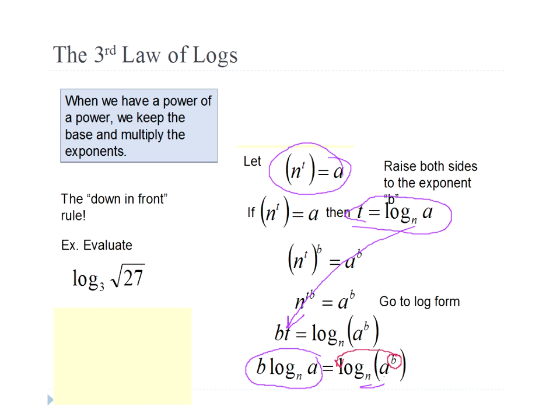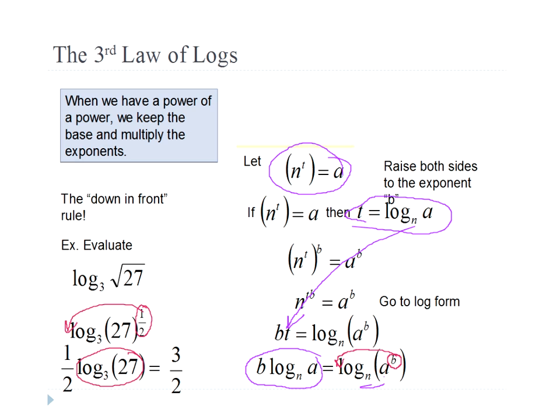We can do an example. We can have log to base 3 of root 27. Well, the square root is the same as the exponent of 1/2. So now I can bring this 1/2 down in front, and this simply becomes 1/2 times log to base 3 of 27, and log to base 3 of 27 is just 3, so this is 3 over 2.